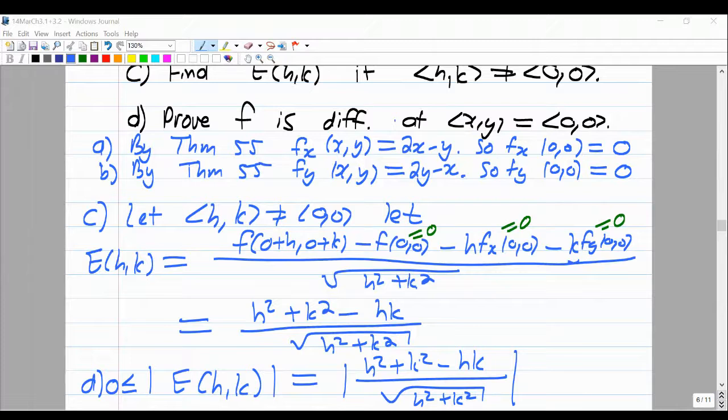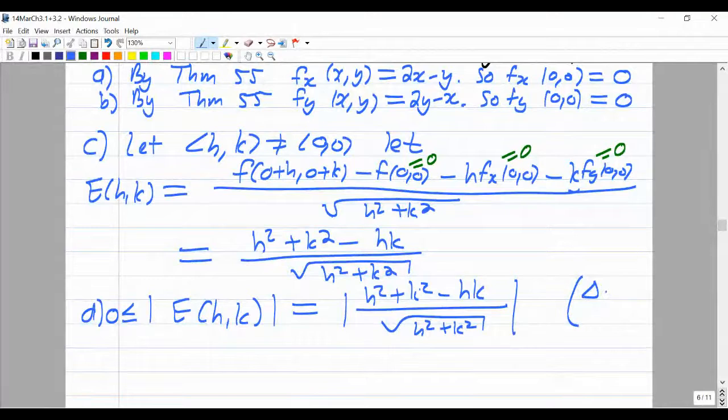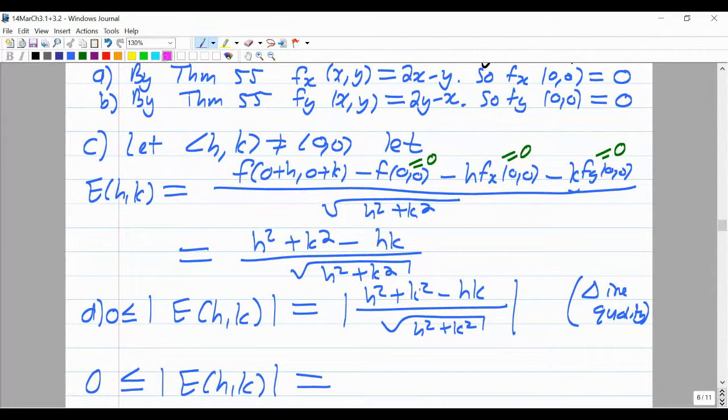Okay, now to create a top function, what trick will we use? Yes, Ms. Dubey, a gold star to Ms. Dubey. We are going to use the triangle inequality. So I'm going to have 0 is less or equal to the absolute value of E. I'm going to take it slow. Can I get a smiley face that this is my first part and this is my second part?